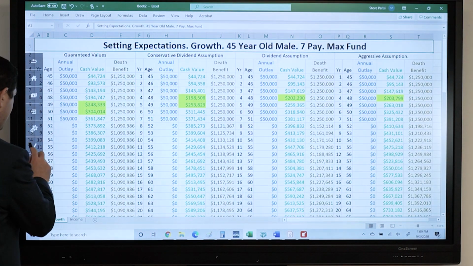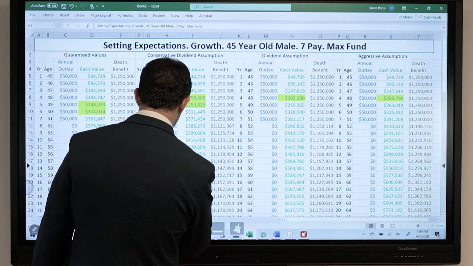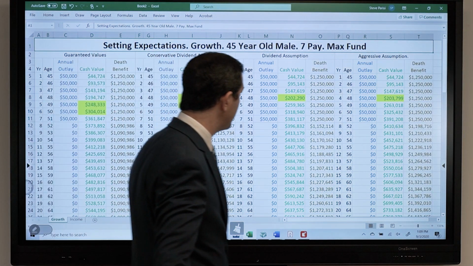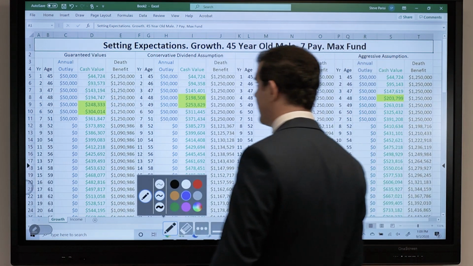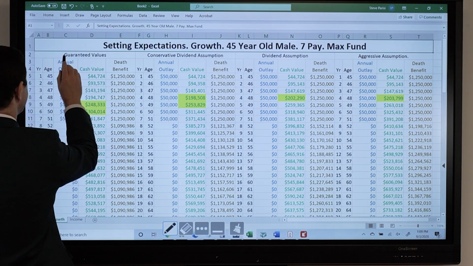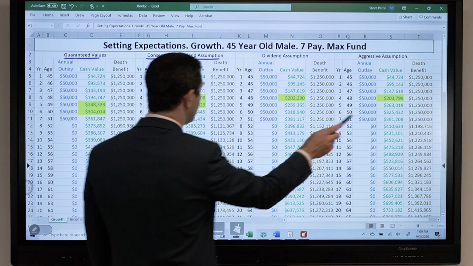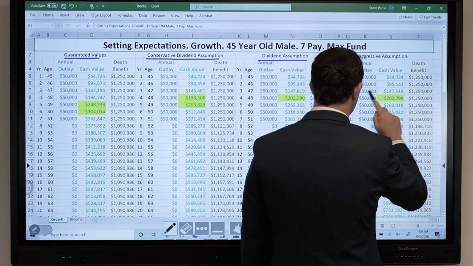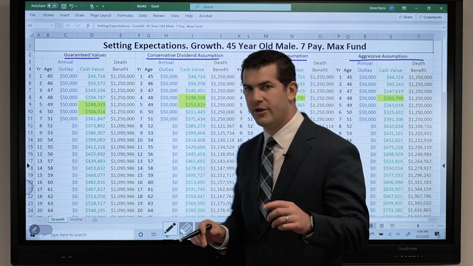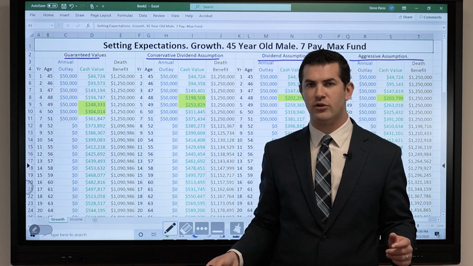What we will look at is just the growth first. If you'd like to see the detailed illustrations on this, that is in our membership program. Anyone subscribed to that, we went through the actual ledgers as far as how we designed this and such. But what we've got here: guaranteed values, conservative dividend assumption, another dividend assumption, and then an aggressive dividend assumption. 50,000 for 7 years, 45-year-old male. Let's look at the growth first.